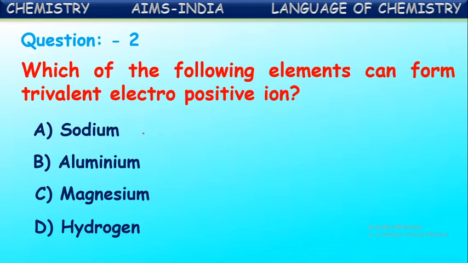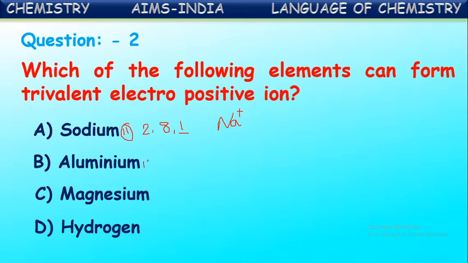See sodium's electronic configuration, it is 2, 8, 1, because its atomic number is 11. So what ion can it form? As it has only one valence electron, it forms Na plus ion by losing that electron. So a monovalent electropositive ion is formed by sodium. Let us see the next one, aluminium.